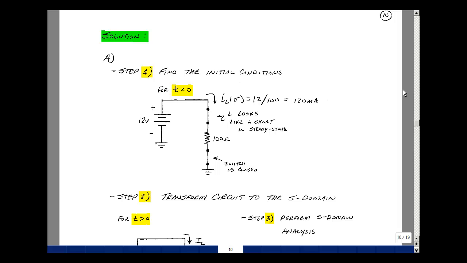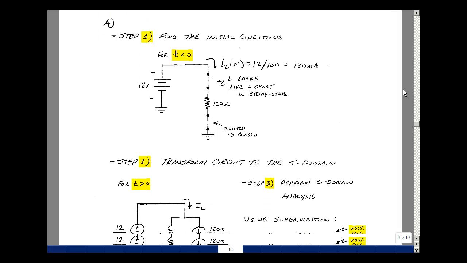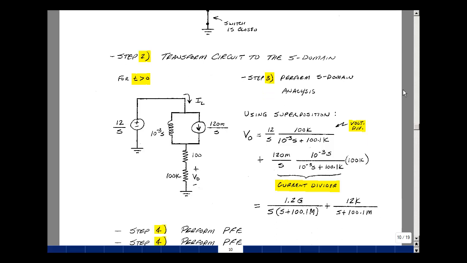Step 2, transform our circuit into the S domain, which is already done for us. And now we can put in that initial condition of 120 milliamps as a current source in parallel with our inductance, which has an impedance of S times L, and it was 1 millihenry times S. Step 3 is to analyze the circuit. Got two sources here, so we could use superposition.